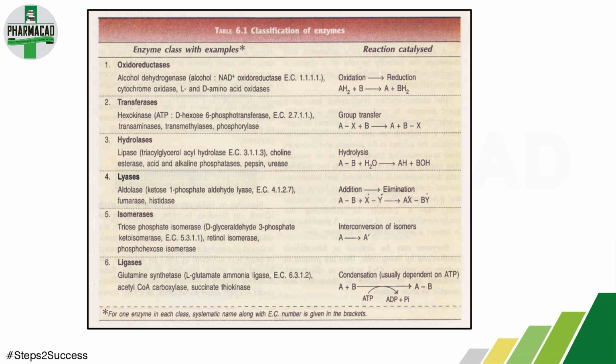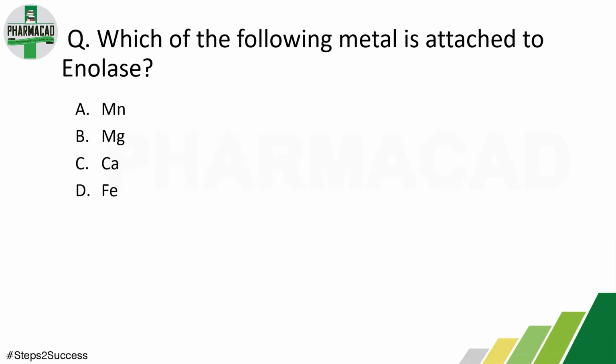For one enzyme in each class, the systematic name along with the EC number is given in brackets. For example, alcohol dehydrogenase has EC number 1.1.1. The EC number is not always asked, but sometimes it can be asked in the GPAT or NIPER examination. So try to remember the EC numbers of enzymes mentioned in Satyanarayana. Satyanarayana is a reference book for biochemistry which is considered the Bible for biochemistry. Move on to the next question.